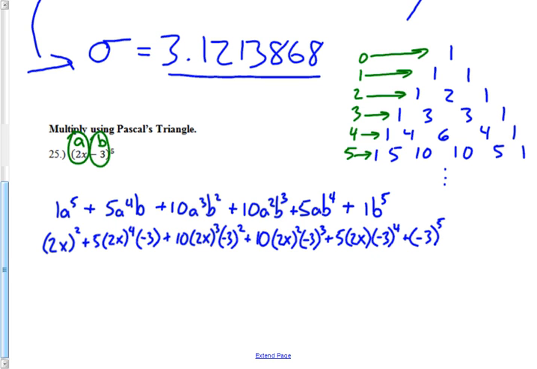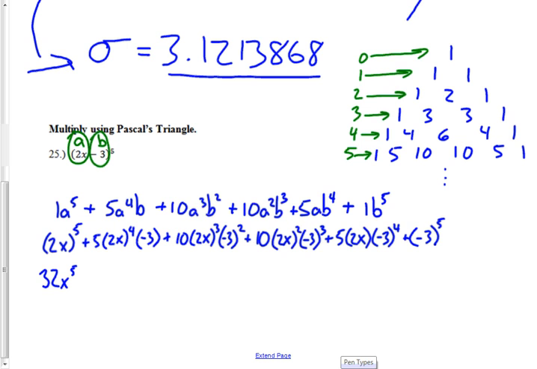And now from here, really, it's just a job for my calculator. I'm going to go ahead and plug each of these things in, like the 2x to the, I wrote a 2 here instead of a 5. So here I have a 2x to the 5th. Well, 2 to the 5th power is a 32. And then I have the x to the 5th.